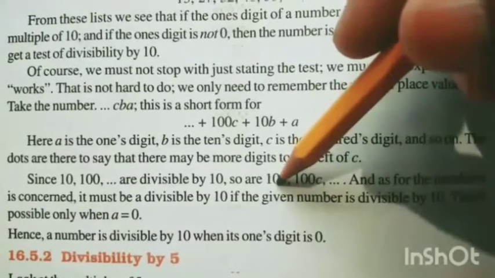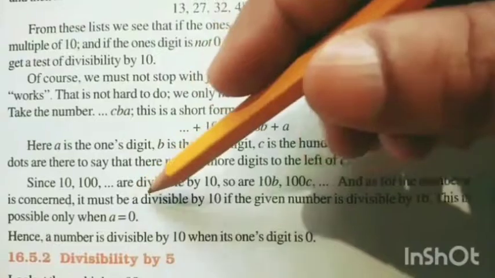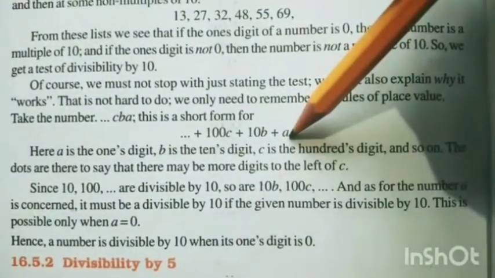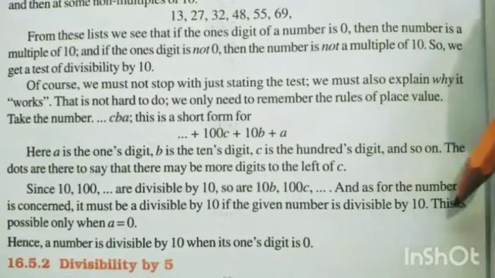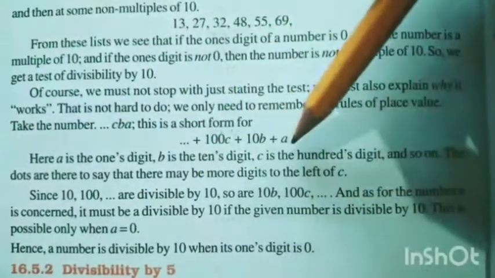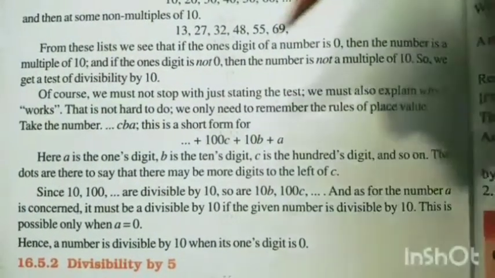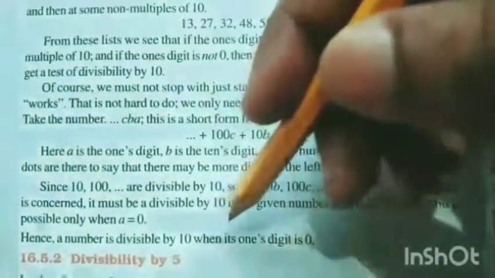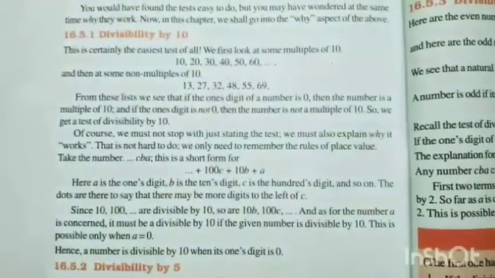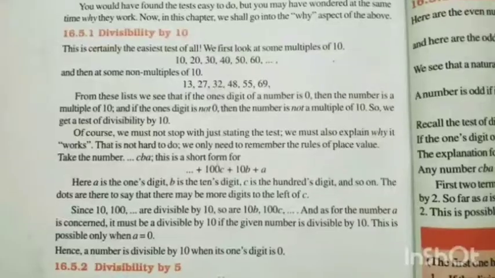Why? Because the ones place is 0. And as far as the number A is concerned, it must also be divisible by 10. If the given number is divisible by 10, this is possible only when A is 0. So if A is 0, then A is also divisible by 10. That means any number which has 0 in its ones place is divisible by 10. So a number is divisible by 10 when its ones digit is 0. In this way it is explained. In lower classes the explanation of how it works is not given.